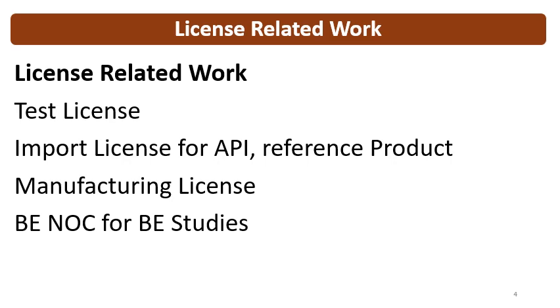The second stage is license related work. Whenever you get the product for development, you have to have licenses, like a test license to start working, then an import license for the API if the API is available in foreign countries. At that time an import license for the API is required. An import license is also required for the reference product, and these import licenses are country specific.